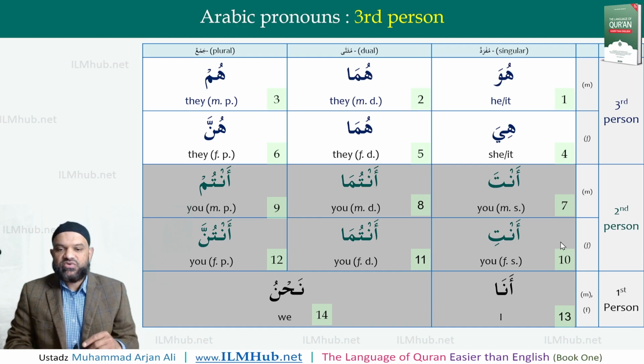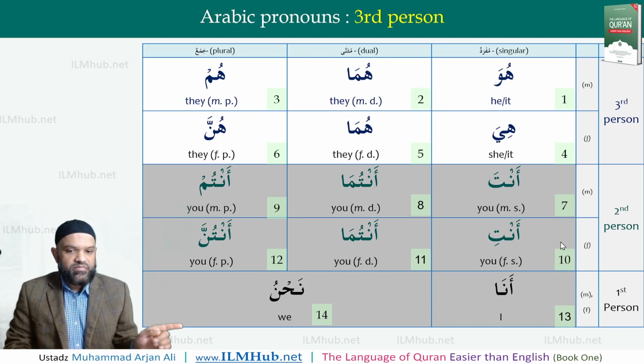So one more time, let's do the three. Huwa, he. Huma, they too. Hum, they. So again, let's do them one more time, just the Arabic. Huwa, huma, hum. Huwa, huma, hum. So practice them in that order, please.